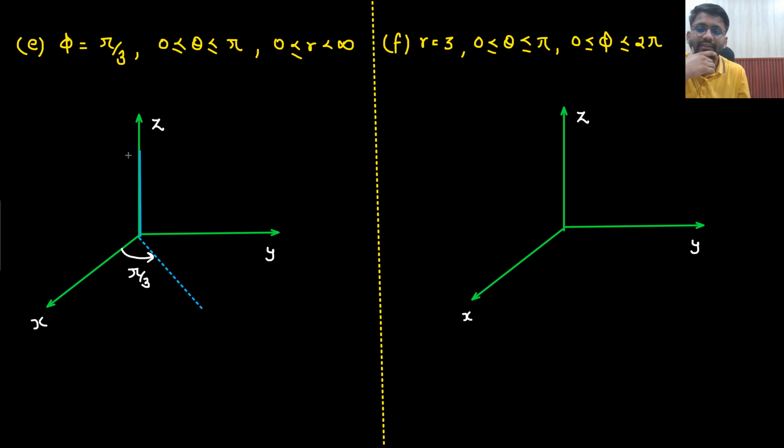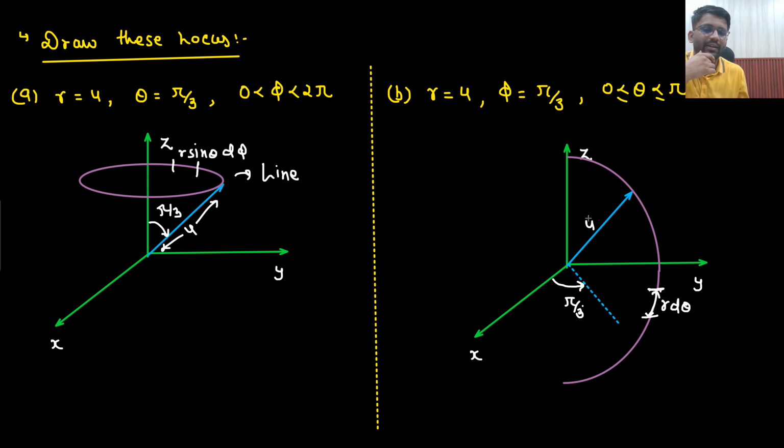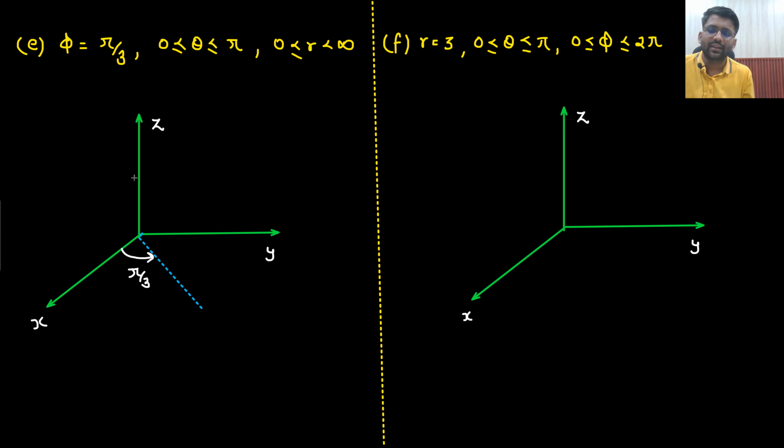You will be getting a circular disc. And in the previous example as well, I made a mistake here, I drew only this much of the portion. It will also be a circular disc. Here r equals 4 is fixed, and phi equals pi by 3 is also fixed. So this is actually fine.